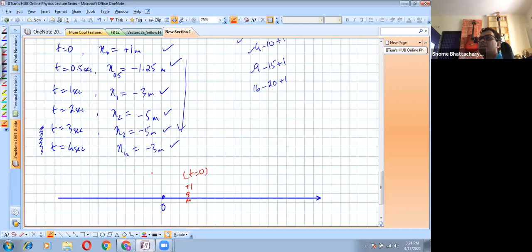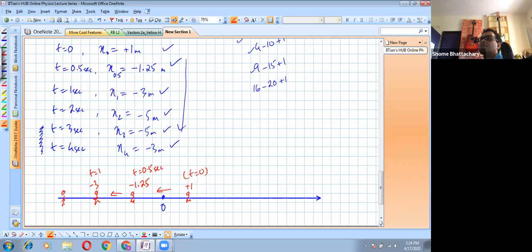Then where does he reach at time t equal to 0.5 seconds? He reaches here. He reaches minus 1.25 at t equal to 0.5 seconds. Then where does he reach at t equal to 1 second? So between this time, you can see he's going like this. So he reaches minus 3 at t equal to 1 second.